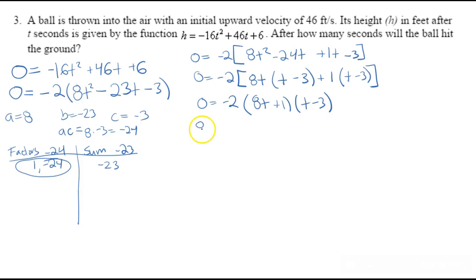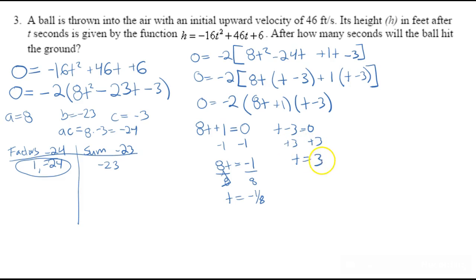So we'll use the zero product property. 8t plus 1 is equal to 0, or t minus 3 is equal to 0. So let's solve for t. We have 8t is equal to negative 1, divided by 8. So now we're left with t is equal to negative 1/8. Or when we do inverse operations, we get t is equal to 3.